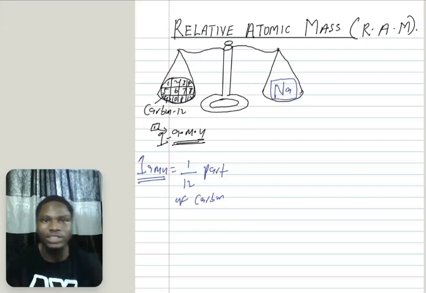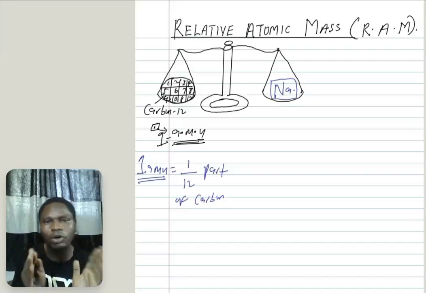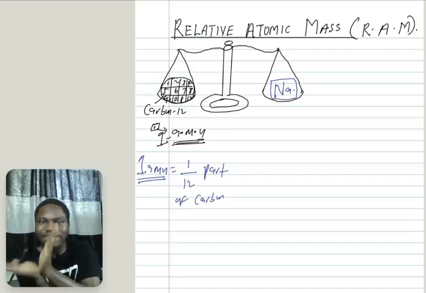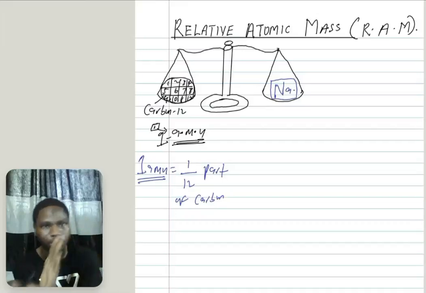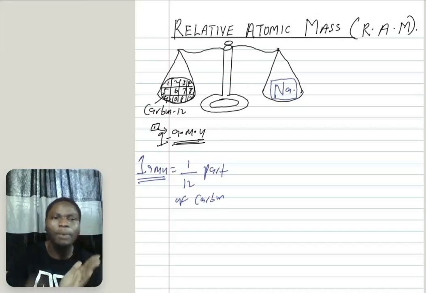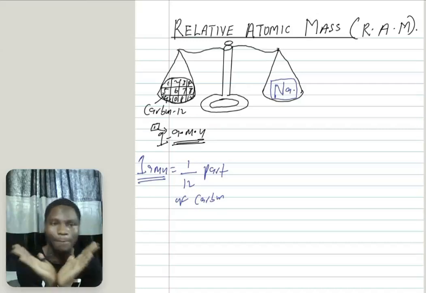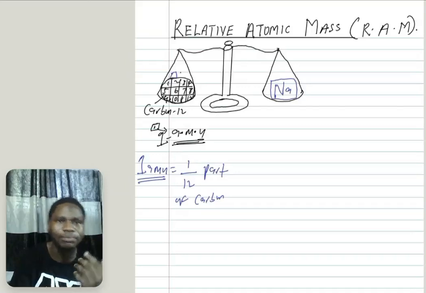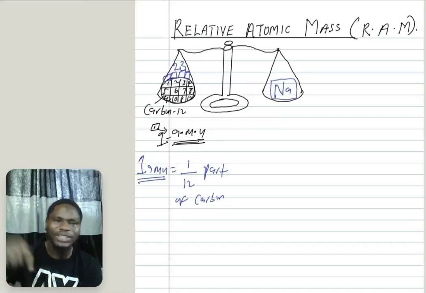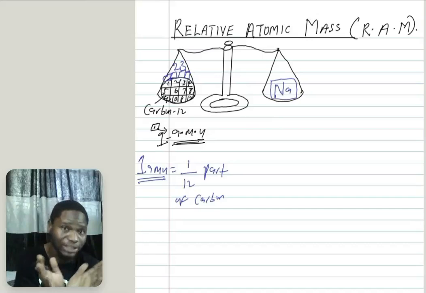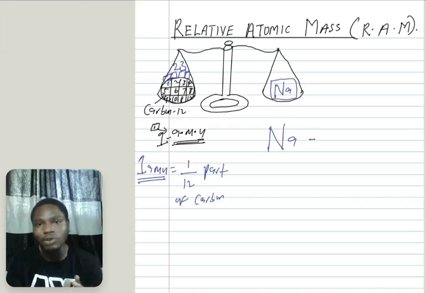Now, if I place a sodium atom on this scale, I will observe that this scale will tilt down this way. That shows that the mass of sodium is more than that of carbon 12. That is why the scale is not at equilibrium. Now, what will I do to balance the scale? I'll keep on putting atoms of carbon 12 till we have a balanced scale. I now observe that if I add 23 atoms of carbon 12, that is when this scale will be at equilibrium. I don't know the mass of this, but after adding 23 atoms of carbon 12, the scale is at equilibrium. That shows that the relative atomic mass of sodium is 23 atomic mass units.